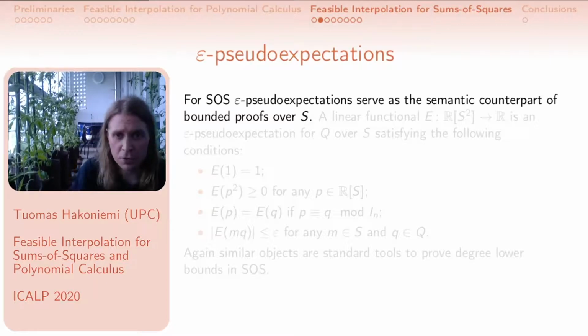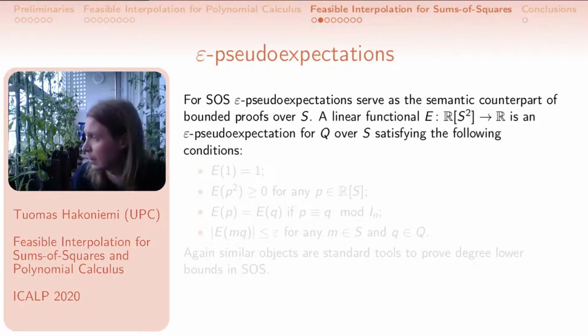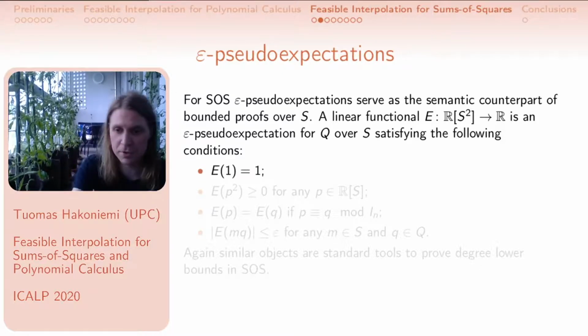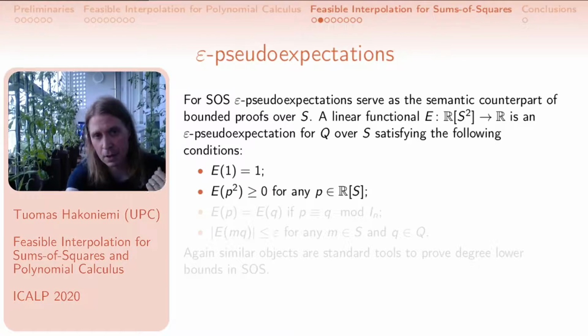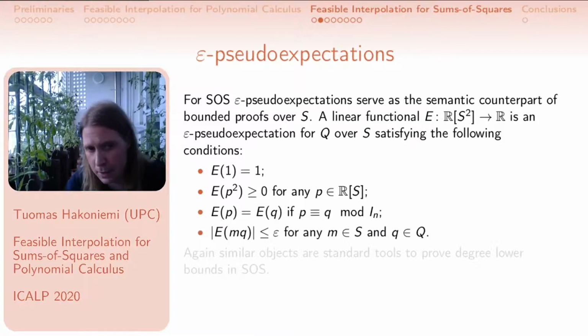Okay. So as a semantic counterpart, we introduce what I call epsilon pseudo expectations. So a linear functional from a set of polynomials over S squared is an epsilon pseudo expectation for Q over S if it satisfies the following conditions. So it maps constant polynomial 1 to 1. It maps any square over S to something non-negative. It respects the Boolean ideal, and it maps the lifts of the axioms by an element of S to epsilon close to 0.